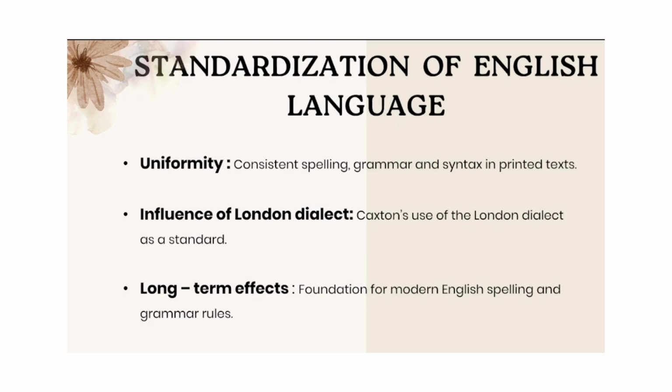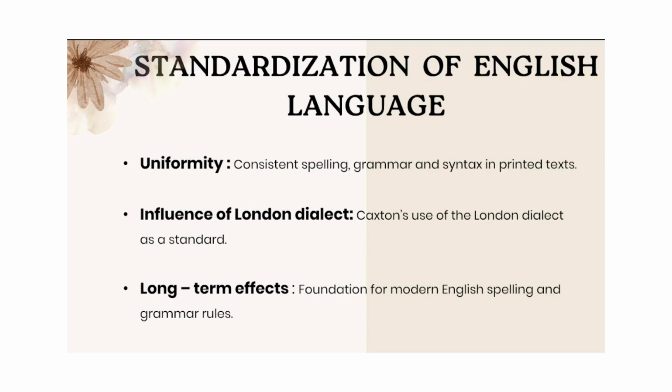William Caxton played a significant role in the standardization of the English language. He chose to use the London dialect spoken in the capital as the standard form of English for his printed works. This decision was influenced by the fact that London was the political and cultural center of England at the time, and the London dialect was considered the most prestigious form of English.